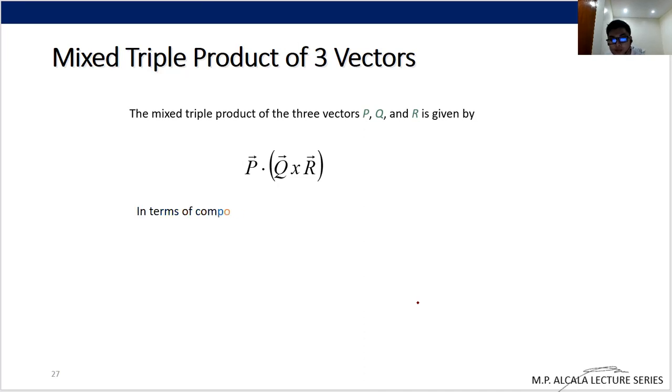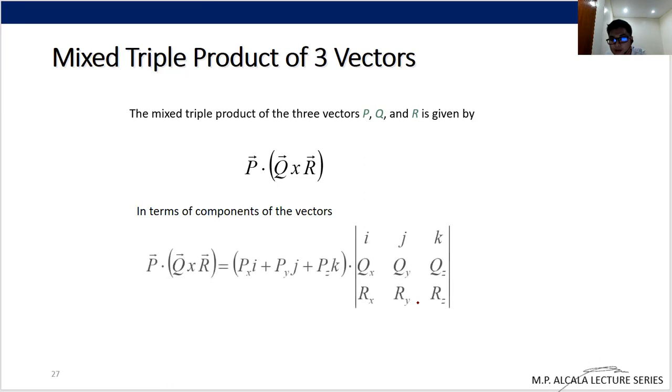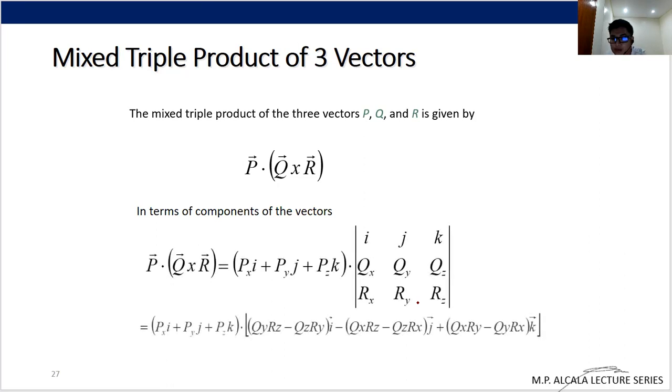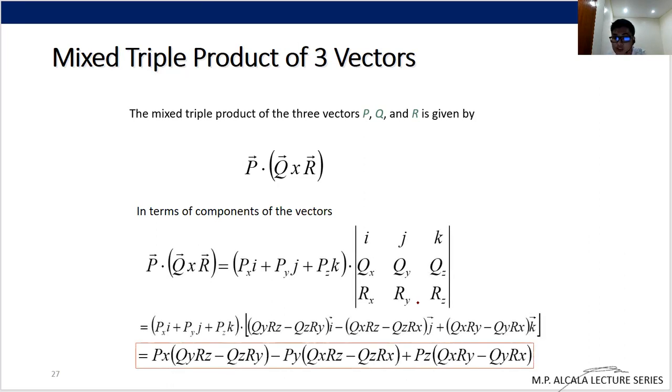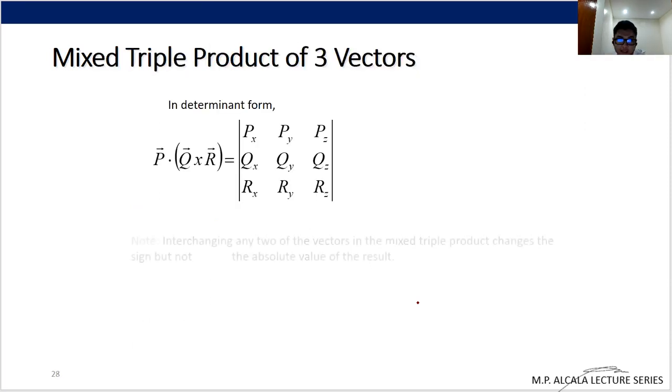In terms of components of the vectors, we have the following. Simply do the cross product first in order for you to get the moment. Once you get the moment, you take the scalar product. Boom! So what's the application of this?